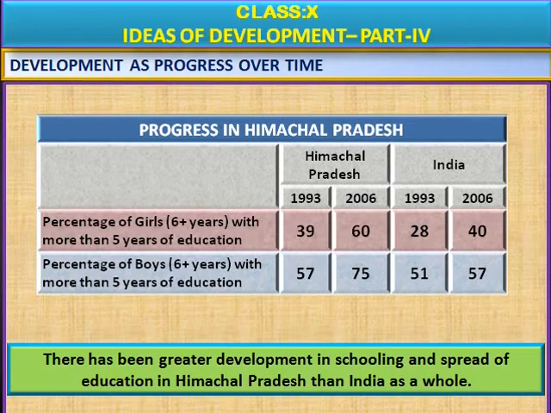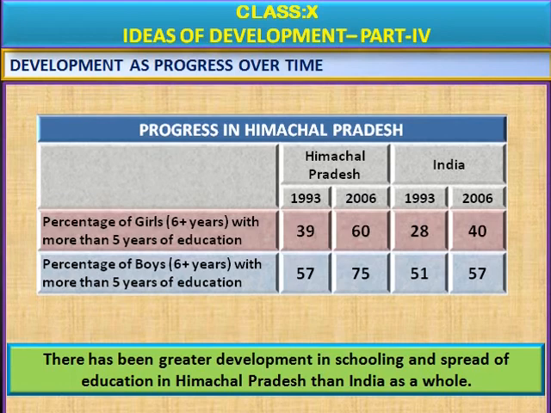Percentage of girls with more than 5 years of education. In Himachal Pradesh, in 1993 it was 39%, and in 2006 it is 60%. If you compare with India, in 1993 it was 28, while in Himachal Pradesh it was 39. In 2006 in India it is 40, but in Himachal Pradesh it is 60.